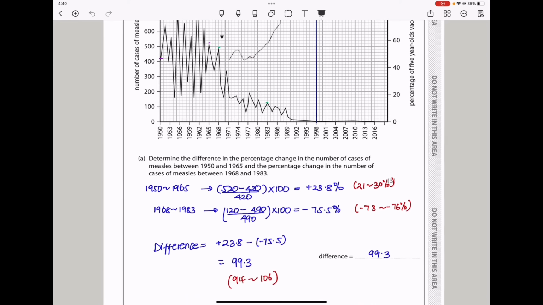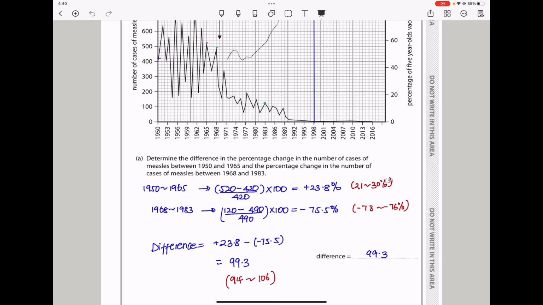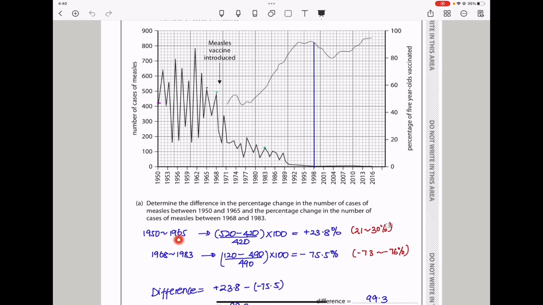So down here they say, determine the difference in the percentage change in the number of cases of measles between 1950 and 1965, and the percentage change in the number of cases of measles between 1968 and 1983. I began with 1950 to 1965. In 1950, we see the cases are 420, and in 1965, we can see the cases are going to be 520. So 520 minus 420 divided by the original, which is 420 times 100, giving me 23.8%.